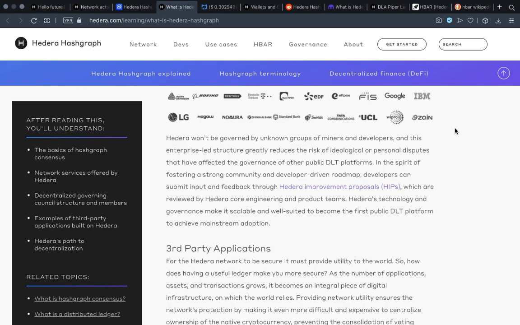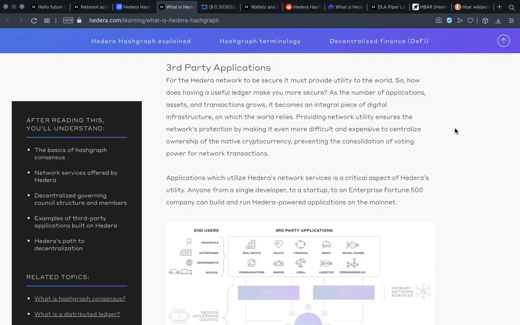In the spirit of fostering a strong community and developer-driven roadmap, developers can submit input and feedback through Hedera improvement proposals, which are reviewed by Hedera core engineering and product teams. Hedera's technology and governance make it scalable and well-suited to become the first public DLT platform to achieve mainstream adoption. Third-party applications.